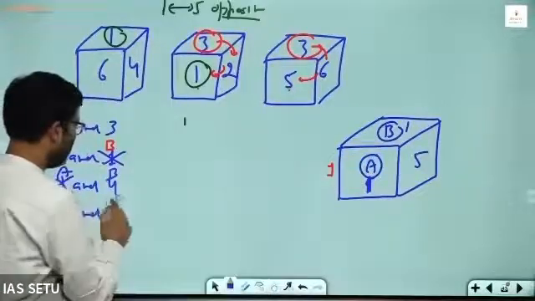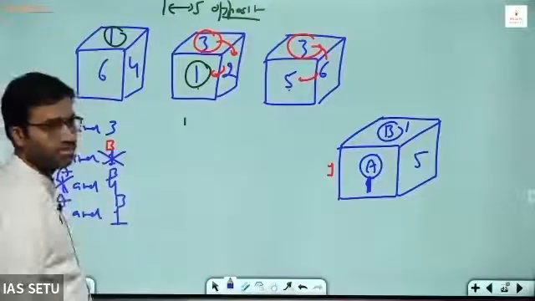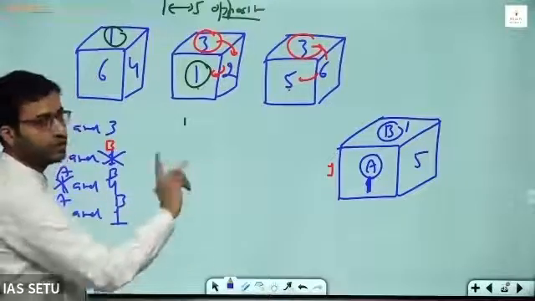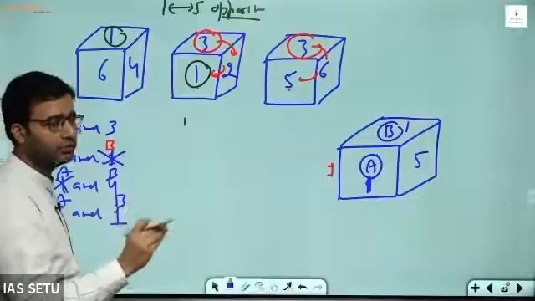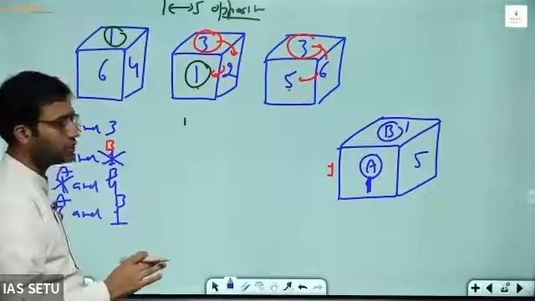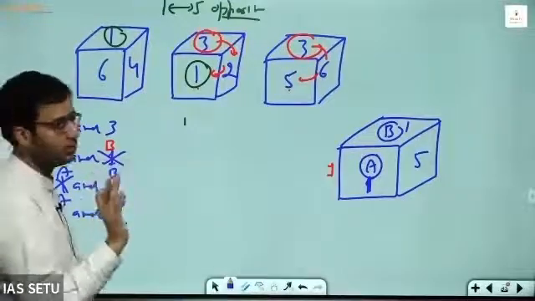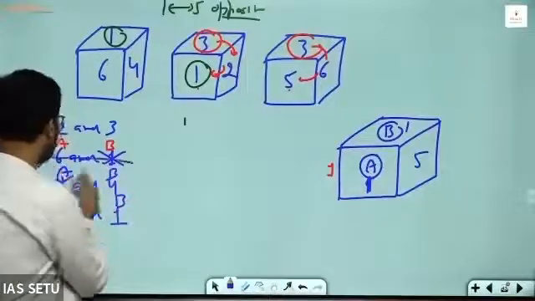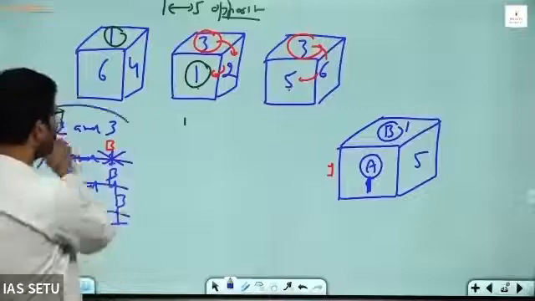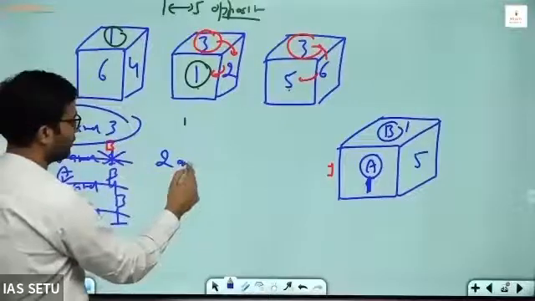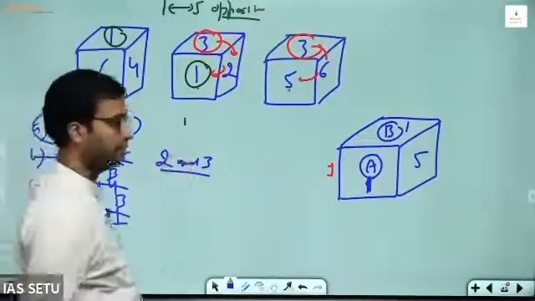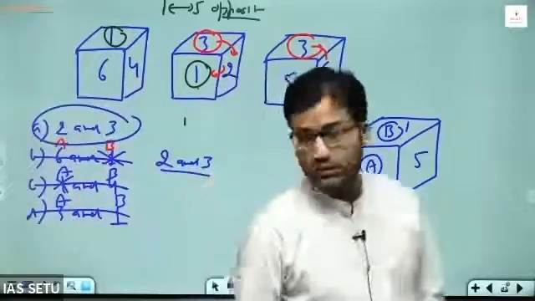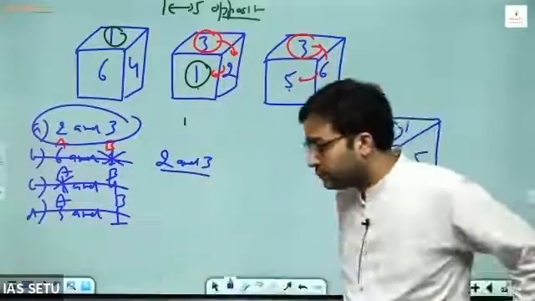This is A3, B1. B cannot be 1. 1 nahi hoga. We don't know about 2, 3, 4, 6, but 1 is not possible because 1 is opposite of 5. So B wrong, C wrong, D wrong. Correct answer is A, 2 and 3. Elimination technique. You eliminate 1, 1, 1.